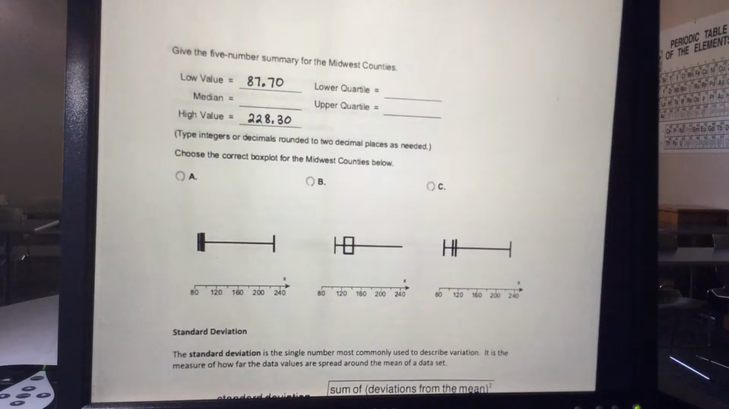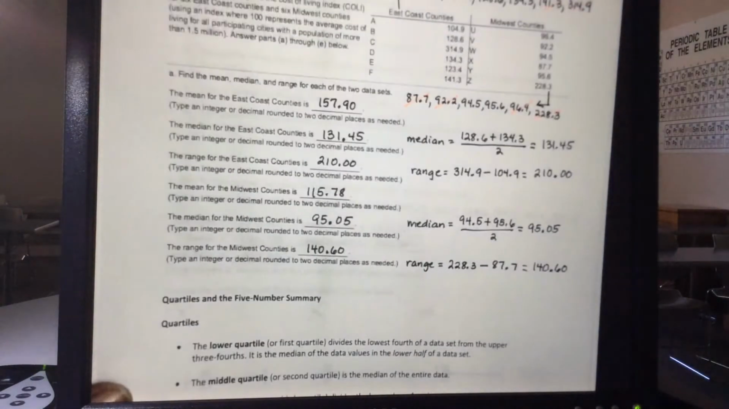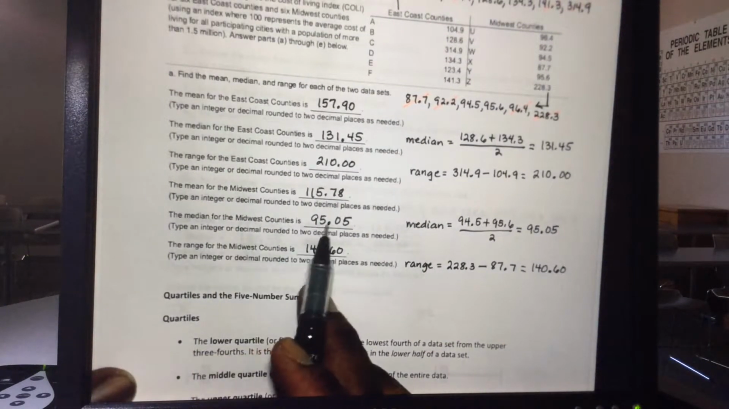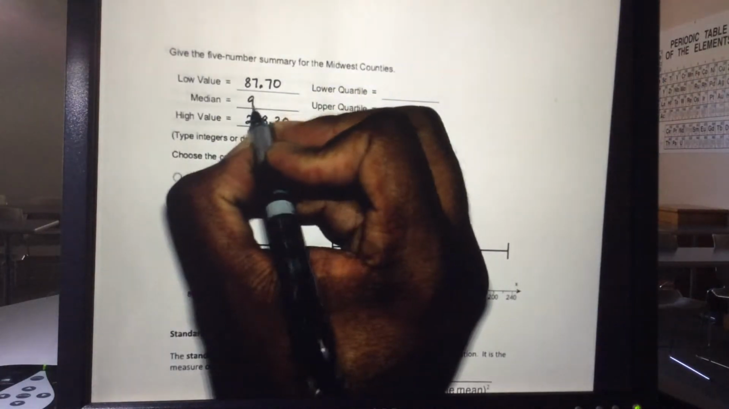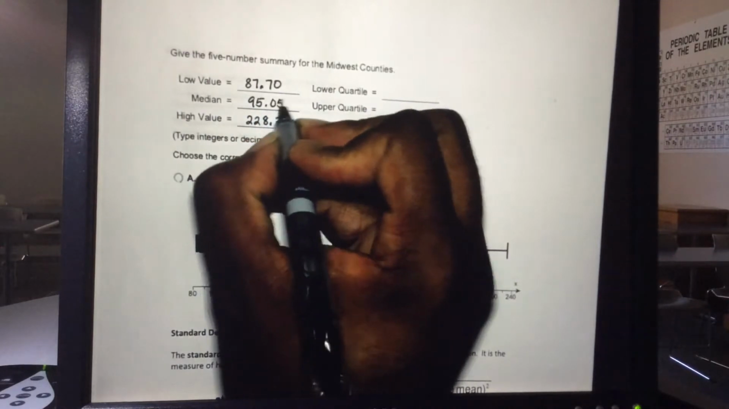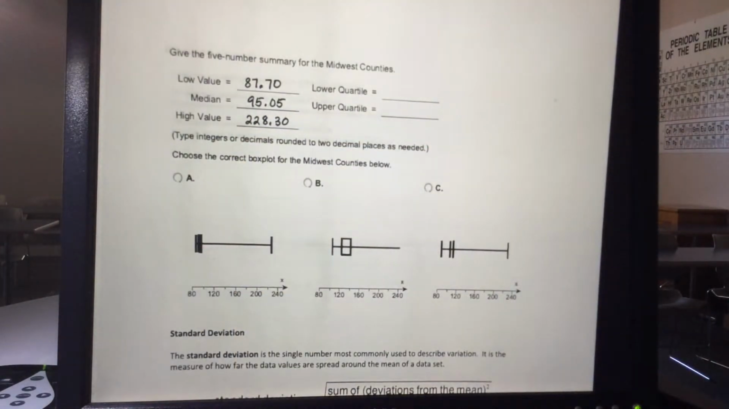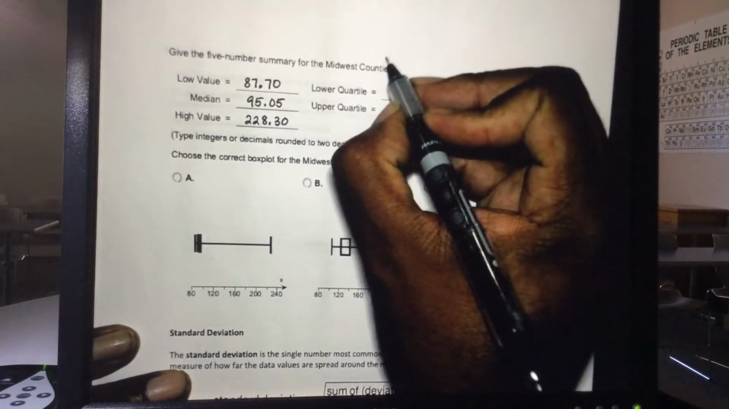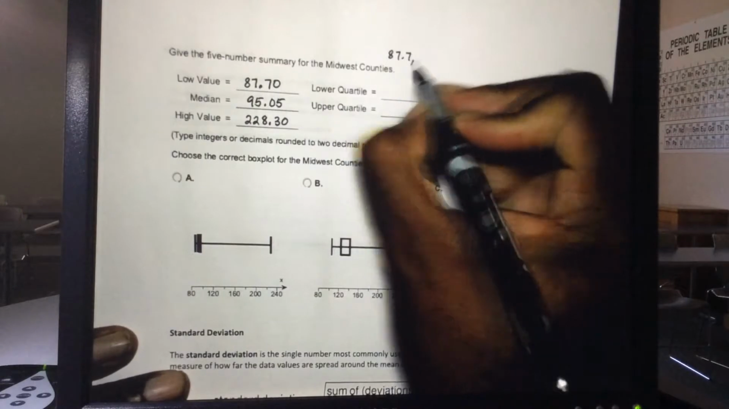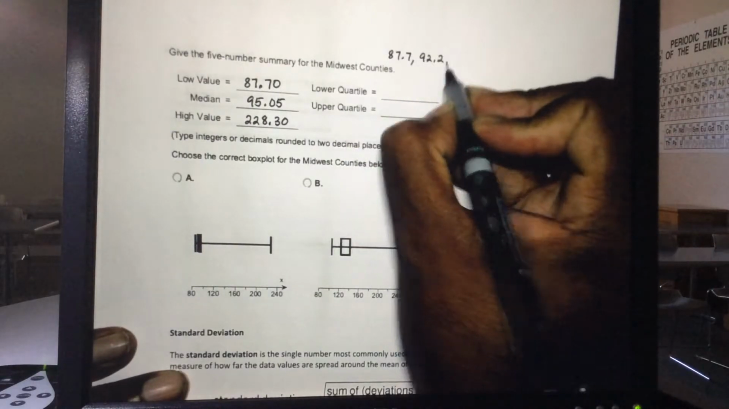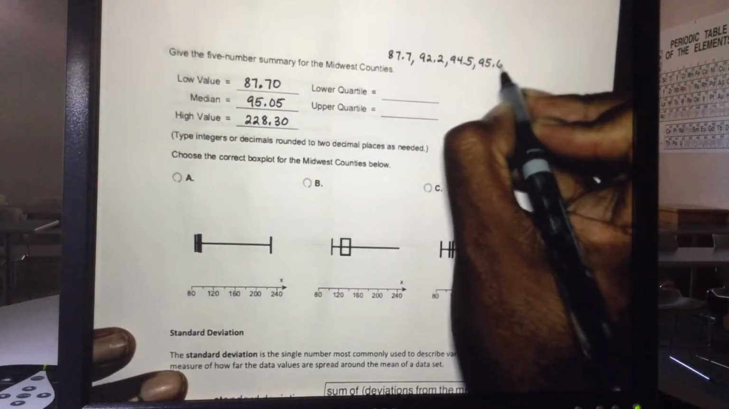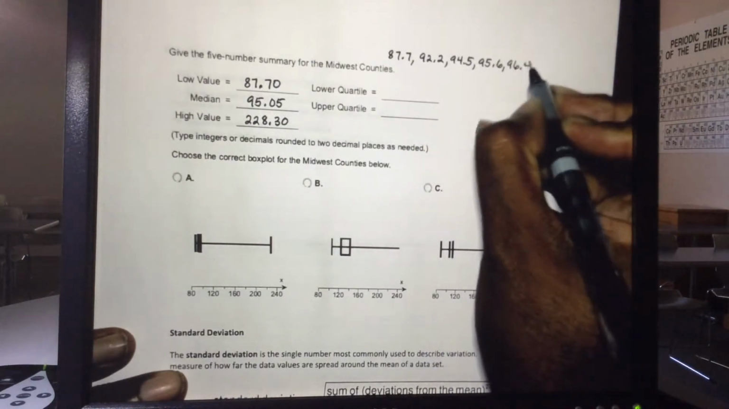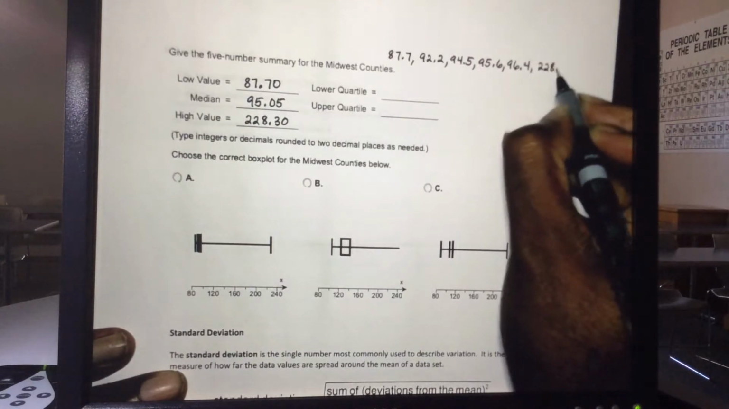The median, well, we did part A of example 3. The median for the Midwest counties was 95.05. So we can fill that in as well. Okay. And then we go ahead and copy down that sorted data again. For the Midwest counties, that was 87.7, 92.2, 94.5, 95.6, 96.4, 228.3.